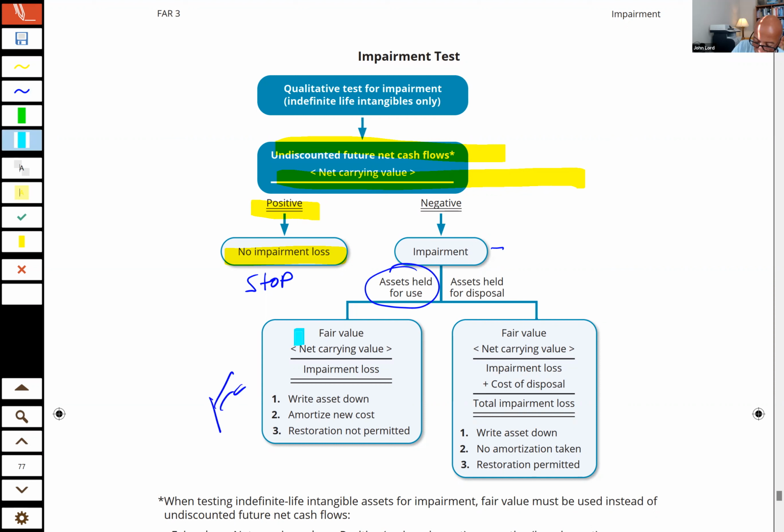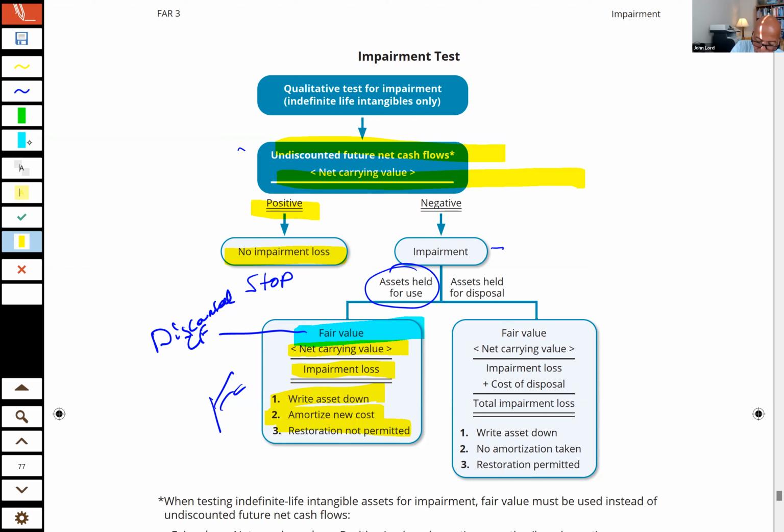We will take the fair value of that asset, and the fair value of that asset is really now using what? Discounted cash flows. So you'll take that same cash flows that were undiscounted up here, and now you'll discount them. That's the fair value. You will then compare that to the net carrying amount. That difference is impairment loss. You write the asset down. You amortize or depreciate the new costs, right? You've written it down to a lower amount. Now you're going to amortize, depreciate that over the remaining useful life of that asset, and restoration is not permitted.